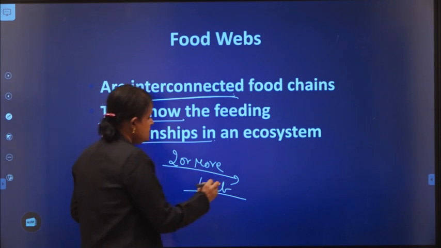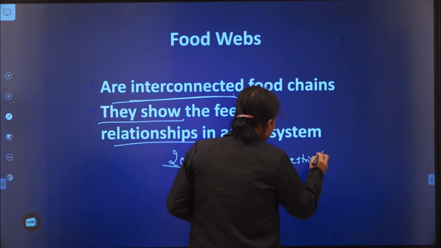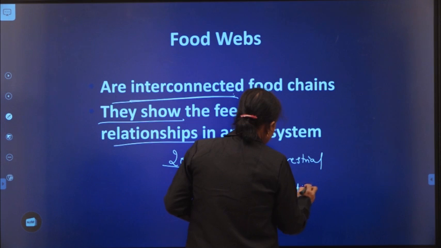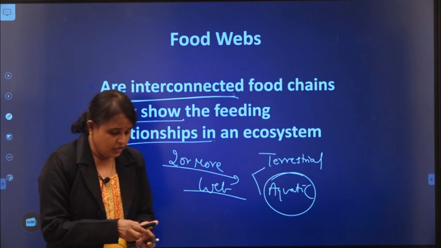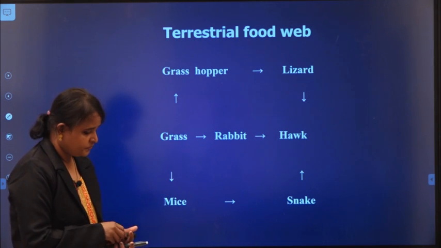Now I am giving examples of terrestrial food web, means food web on land. Next one, aquatic food web, means food web in the water. Okay. So now let us see terrestrial food web. You can see this one.